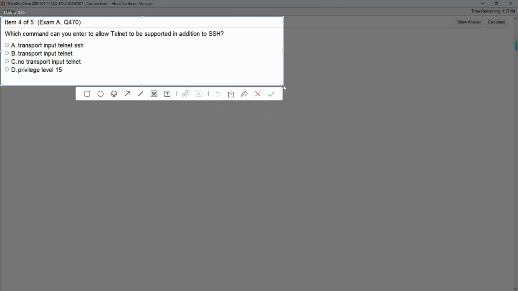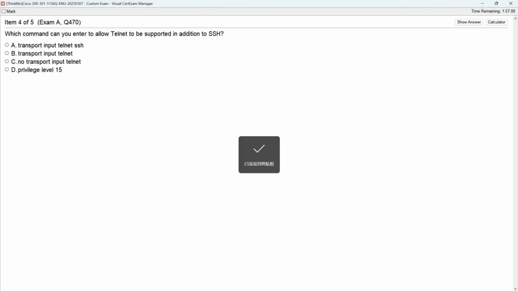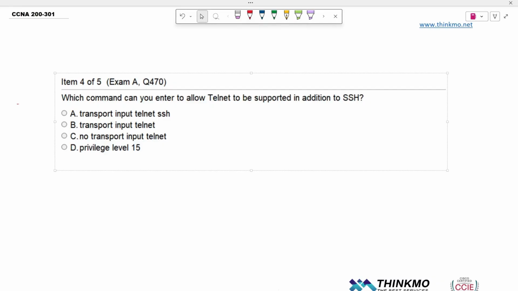All right, question 4. So the fourth question is about remote login. That is to say, which specific command can we enter into the system to allow secure remote login access utilizing the SSH protocol, and in addition to the secure SSH connection, also permit login access via the telnet protocol?